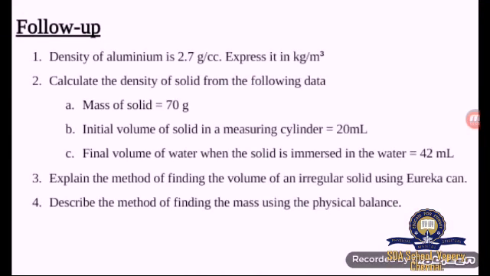Let us see the assignment questions for this week on this topic. First question, the density of aluminum is 2.7 gram per centimeter cube. Express it in kilogram per meter cube. Second question, calculate the density of a solid from the following data. Mass of solid is equal to 70 gram. Initial volume of solid in a measuring cylinder is 20 milliliter. Final volume of water when the solid is immersed in the water is equal to 42 milliliter. So the first two questions are related to problems, right? If you have understood the concept, it's very easy to answer these questions.